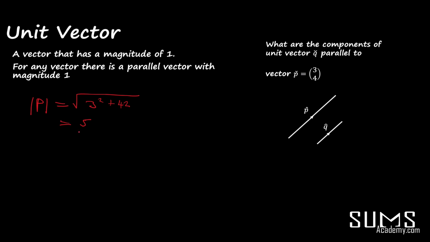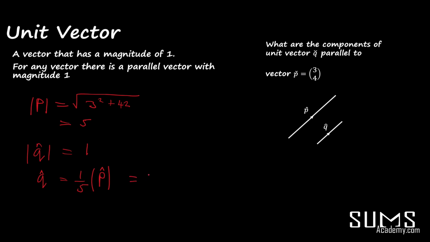Well, it's going to have to be 1/5 of that. It's going to have to be 1/5 as long to be 1. So we know that the components of each part will be 1/5 the size of those for p. So what does this actually look like? When we're looking at q, we know that the magnitude of q is equal to 1. So what about the q components? Well, we know that's going to be 1/5 of p.